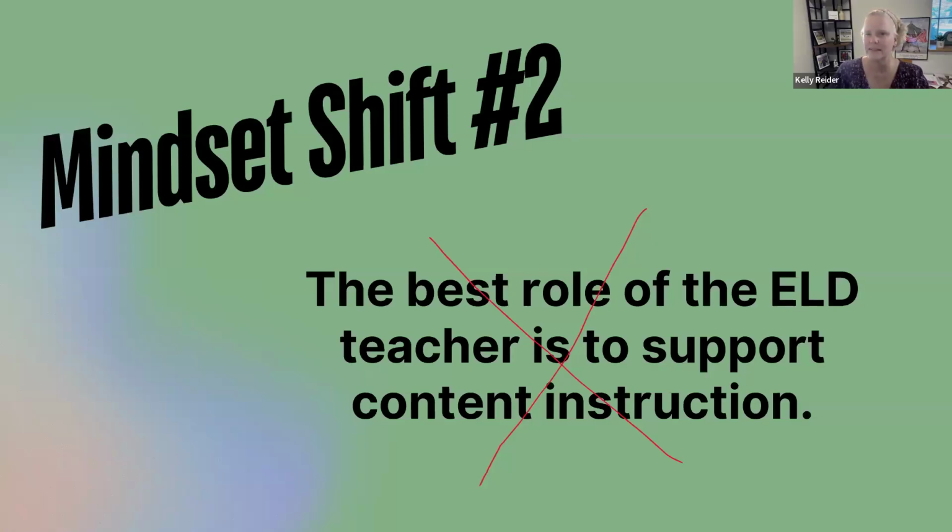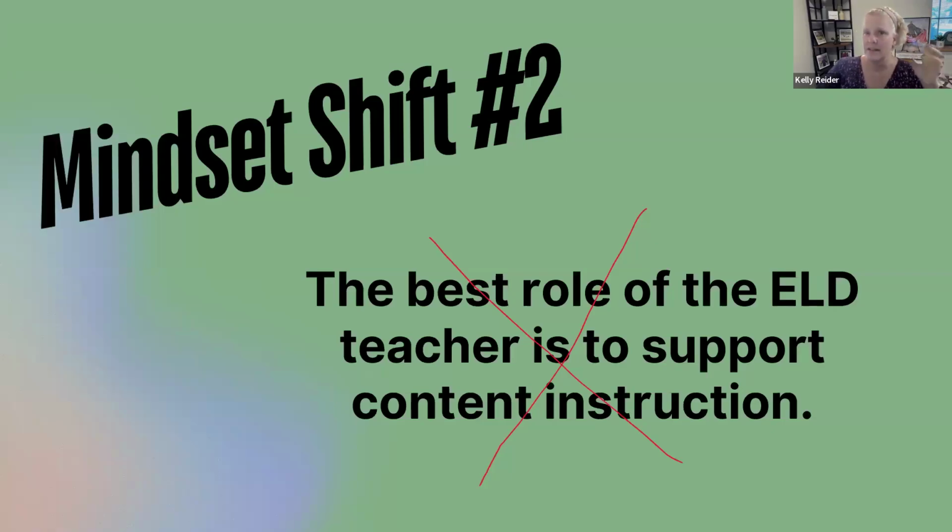And we've gotten lost in that in a lot of places where we are supporting instruction as best we can everywhere we go, but we have lost sight of the fact that by federal law, teaching language is the goal of the ELD teacher. And in doing that, in teaching language, you are supporting content because without language, there's not much that can happen in the content area.